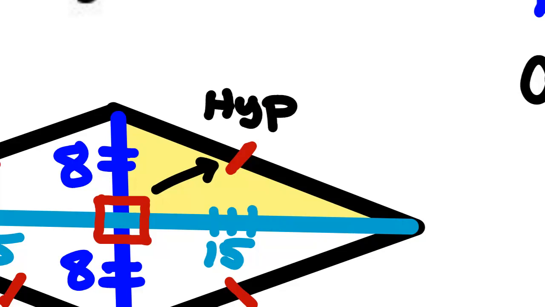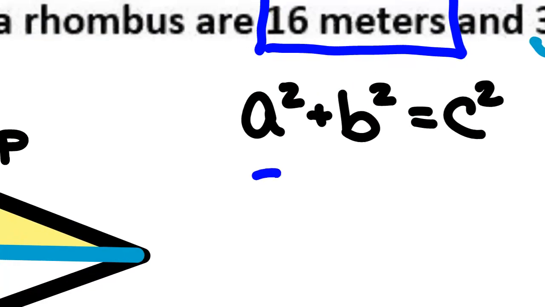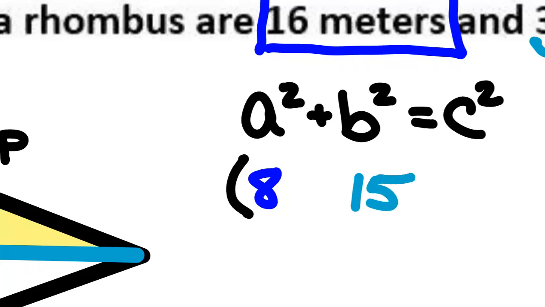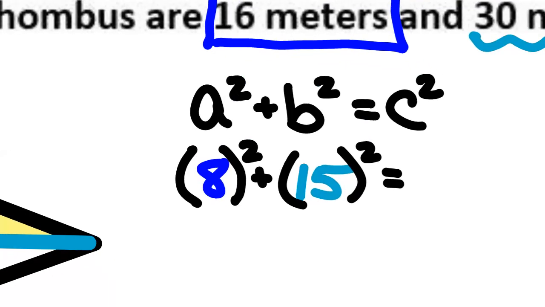I don't have a name for this hypotenuse, so I'm just going to let it stay C. And I'll know that that answer goes on the side of my rhombus here. But the 8 and the 15 would go in for A and B. It doesn't matter which one you put the 8 in for and which one you put the 15 in for. So we're going to have 8 squared plus 15 squared equals C squared.